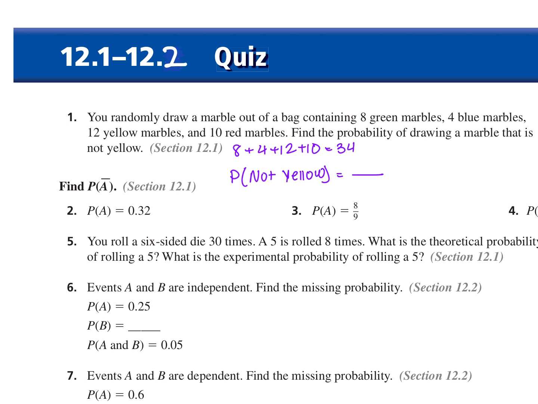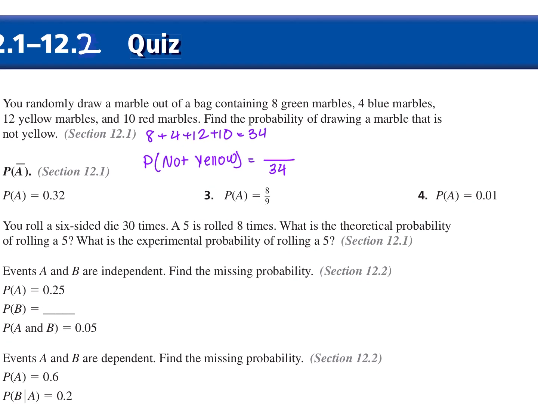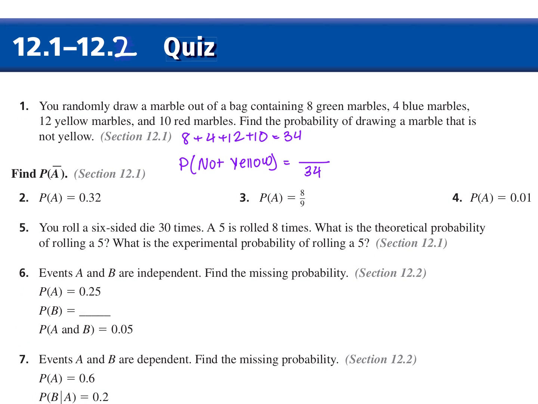So I'm going to have my total marbles over the amount that is not yellow. So I have to add all the ones that are not yellow. So I had 8 green, 4 blue, and 10 red. That's going to give me 22 marbles that are not yellow.